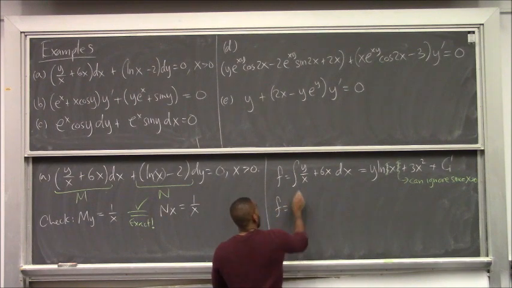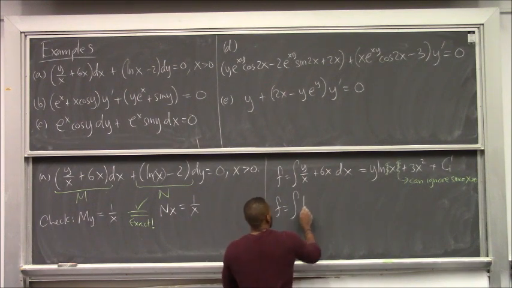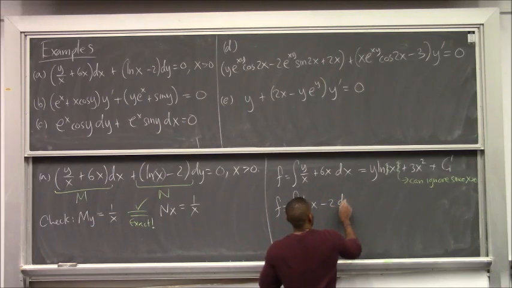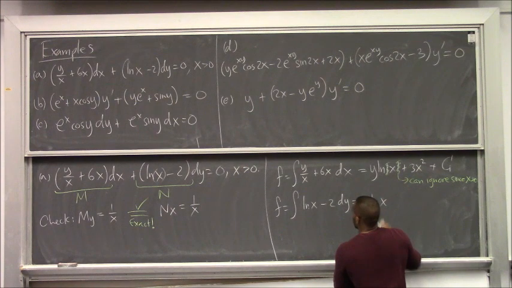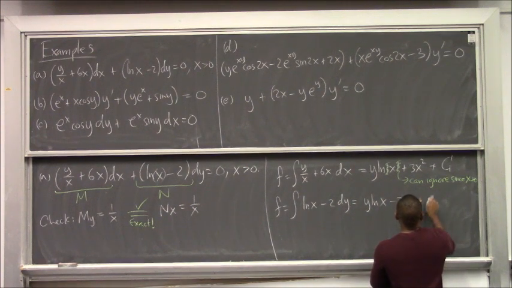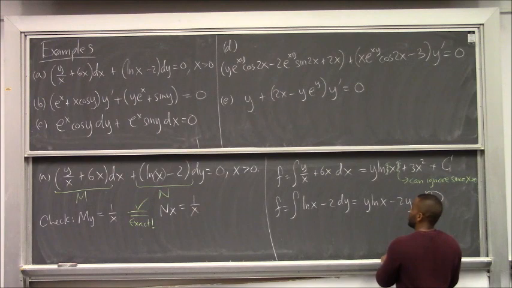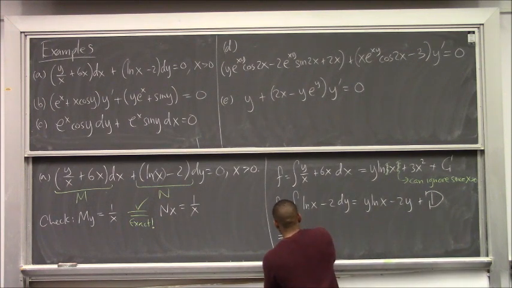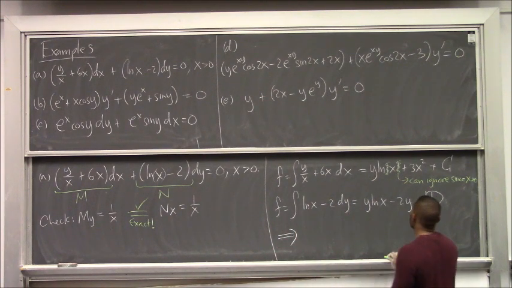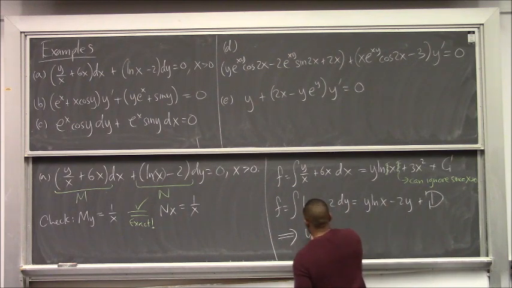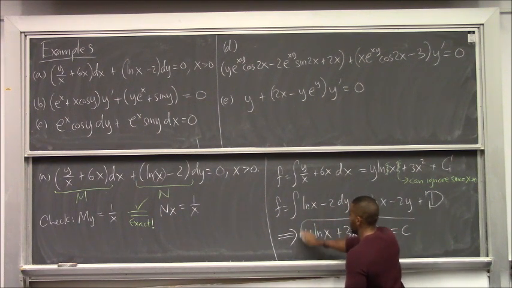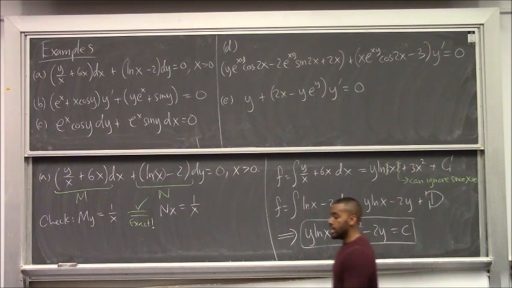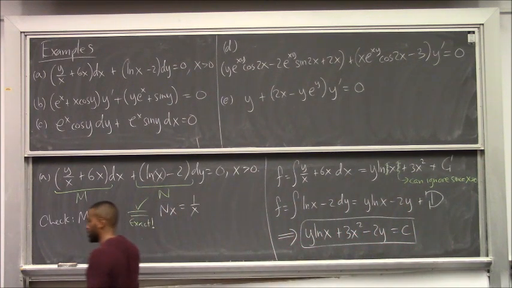Then I'm going to look at the integral of the second component with respect to y. Integrate this with respect to y, I get y ln x minus 2y plus some other constant. Now, all I do is pick each function that shows up once: y ln x plus 3x squared minus 2y. That is the implicit solution for our differential equation.